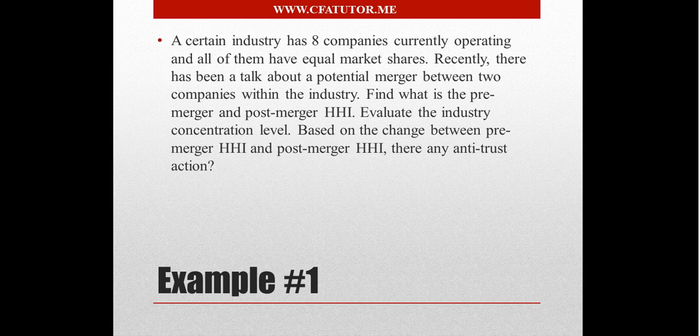A certain industry had 8 companies currently operating, and all of them have equal market shares. Recently there has been a talk about a potential merger between 2 companies within the industry. Since they all have the same market share, it doesn't really matter which companies are merging. Find what is the pre-merger and post-merger HHI, evaluate the industry concentration level, and based on the change between the pre and post-merger HHI, would there be any antitrust action or not?